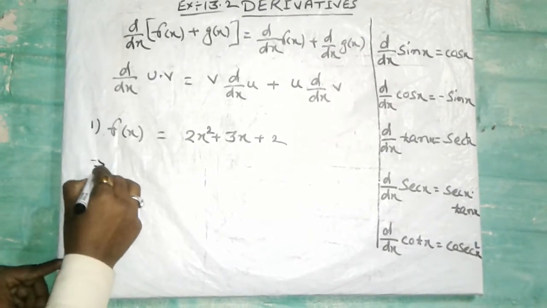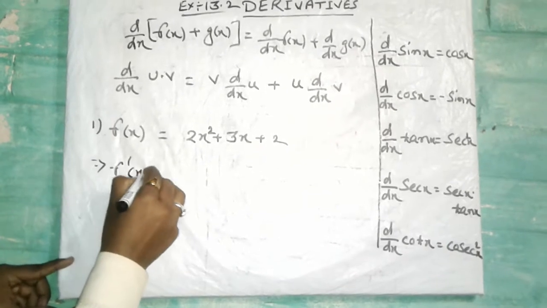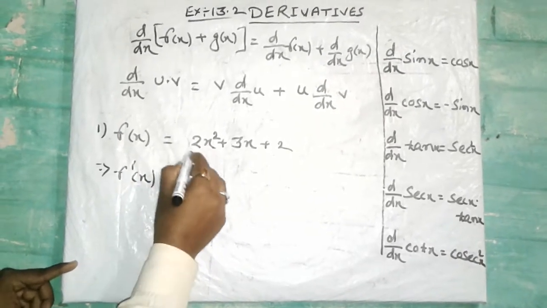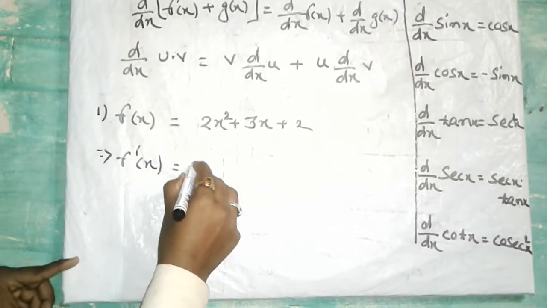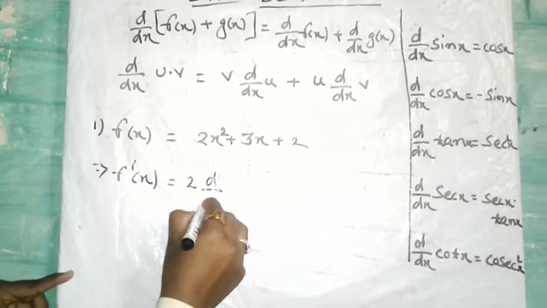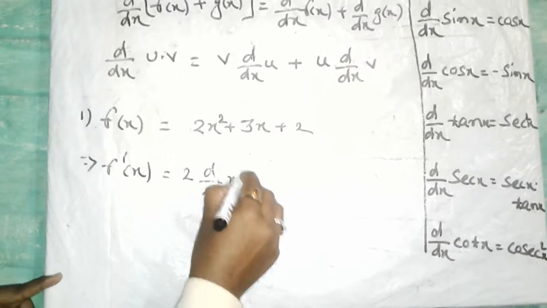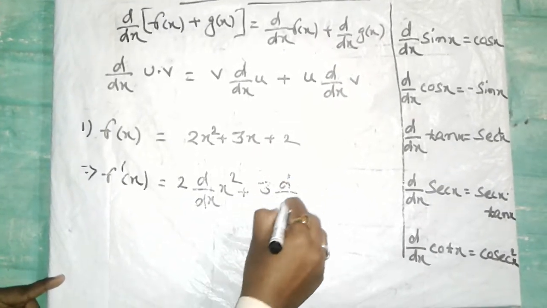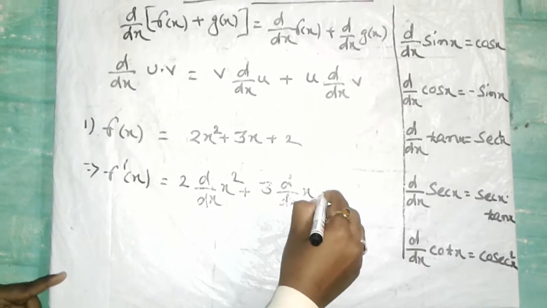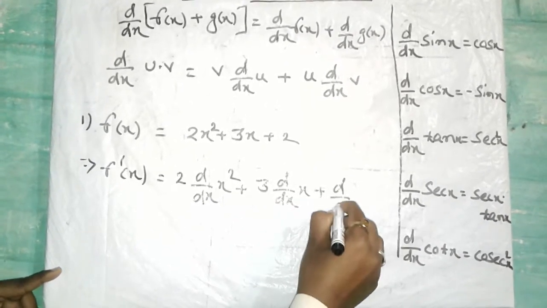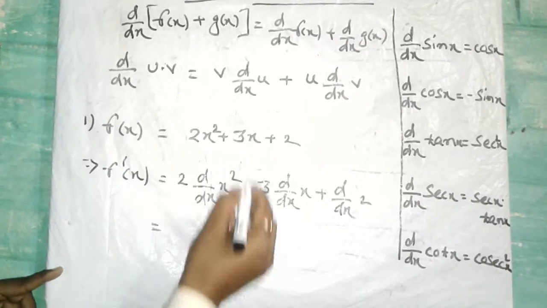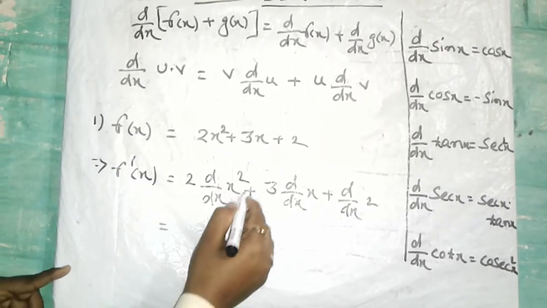So if I want to find f dash x, that is the derivative, I will find it by parts. You have to remember this 2 is the coefficient, so you can write 2 outside and then write 2 ddx of x square. Similarly here we can write 3 ddx of x. We can find it by parts like this, and then ddx of 2. It will become easy. Let us use the formula we discussed, that x to the power n formula.